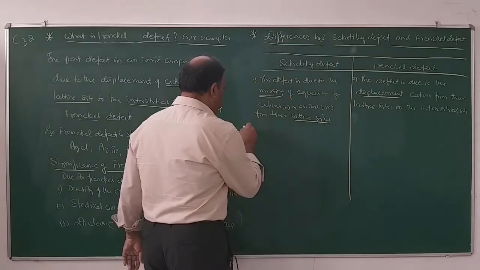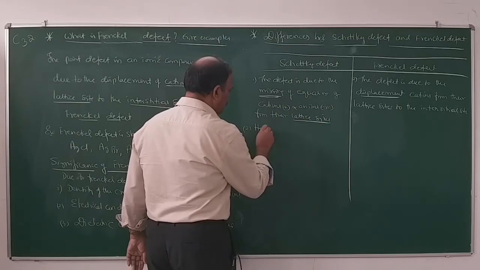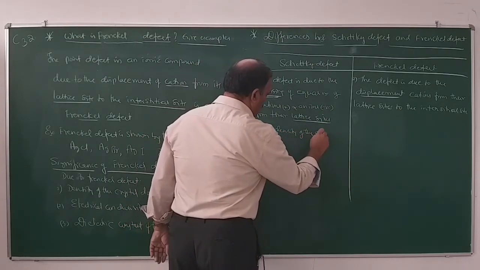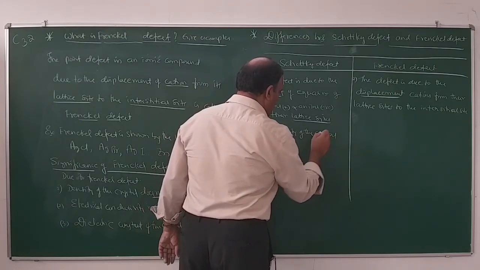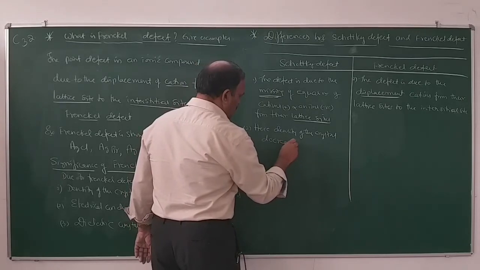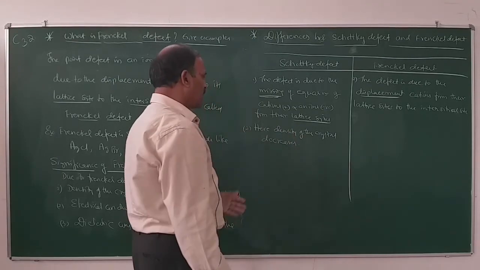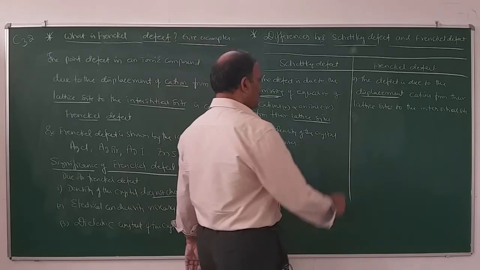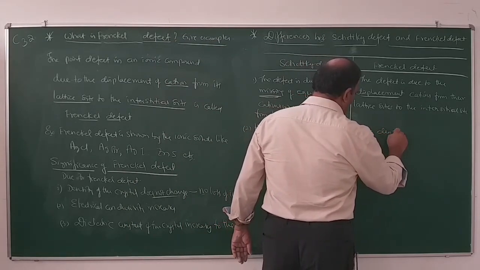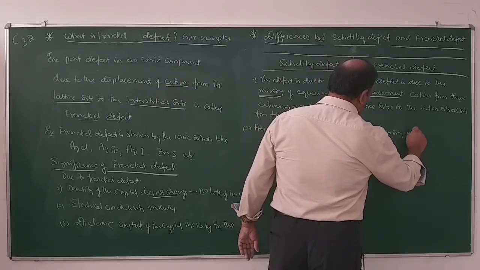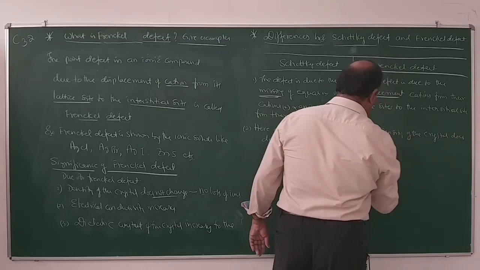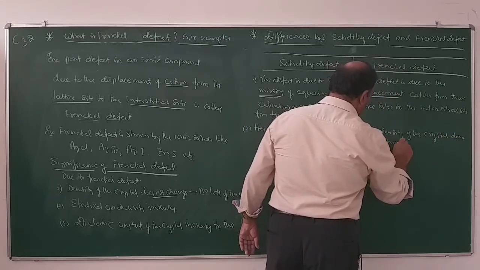What is the second difference? Here, the density of the crystal decreases. Density of the crystal decreases due to missing of the ions from the lattice site. Here, density does not change. Density of the crystal does not change.